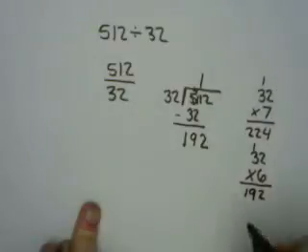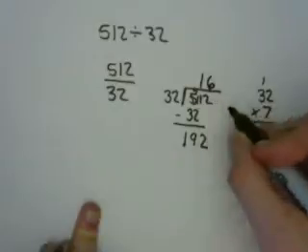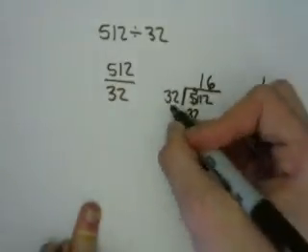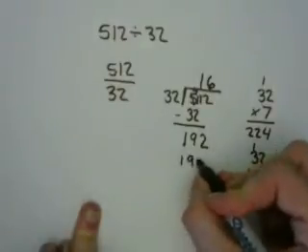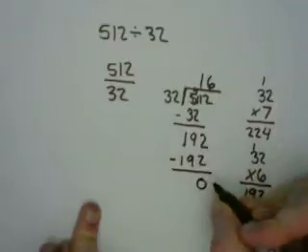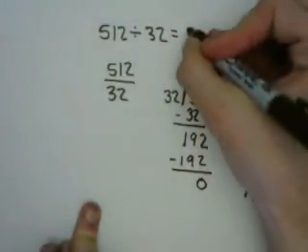We had 32 goes into 192 6 times. So 6 goes over the 2, since that is the final digit of the number we're dividing into. 6 times 32 is 192. I subtract, and I have no remainder. So the answer to this problem is 16.